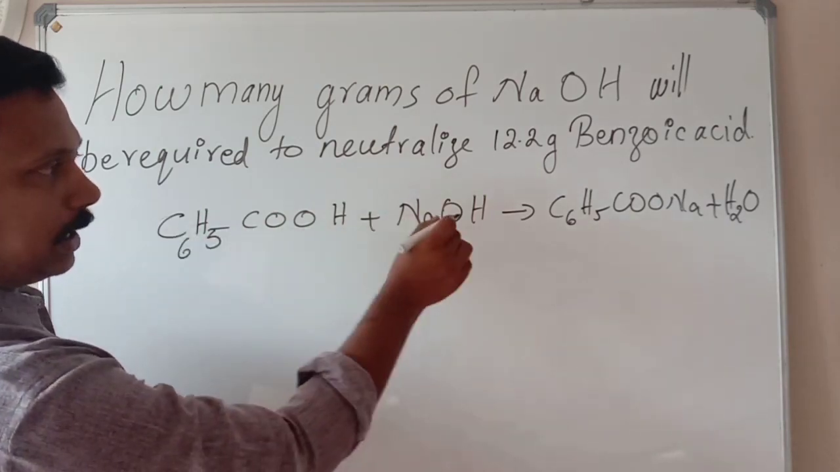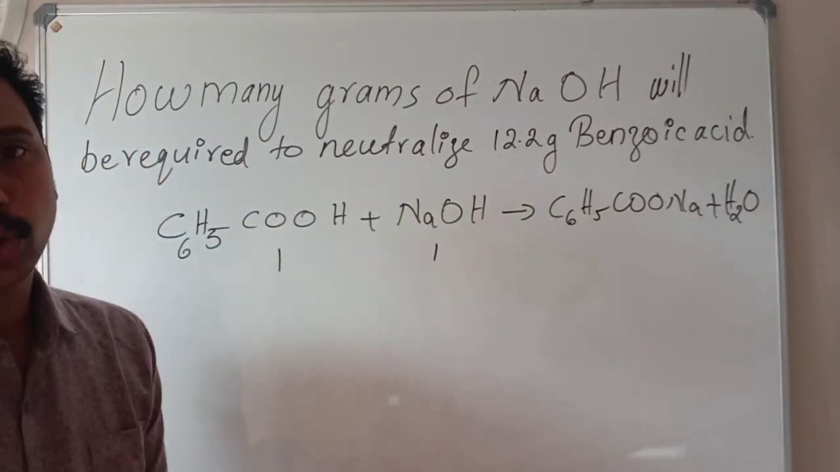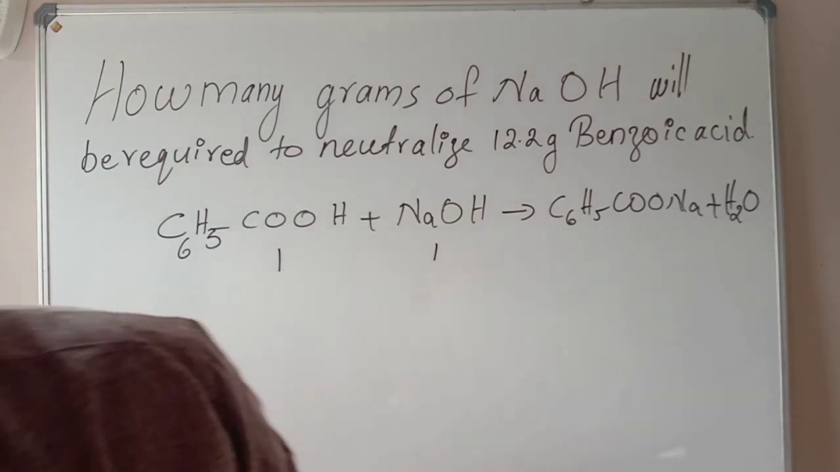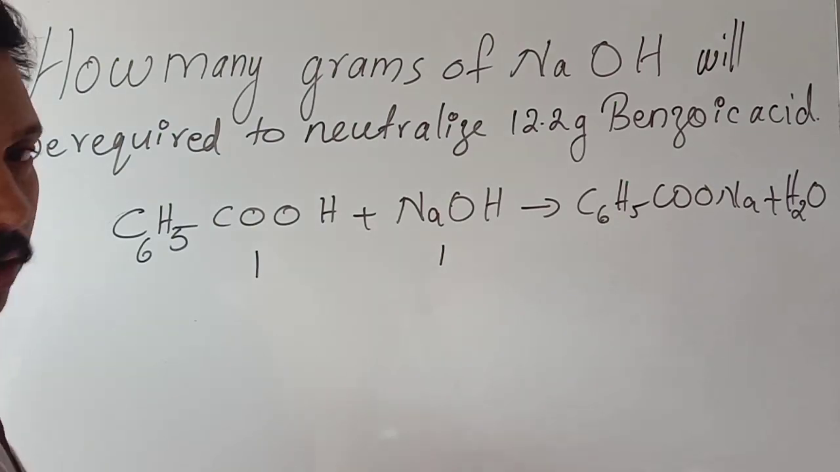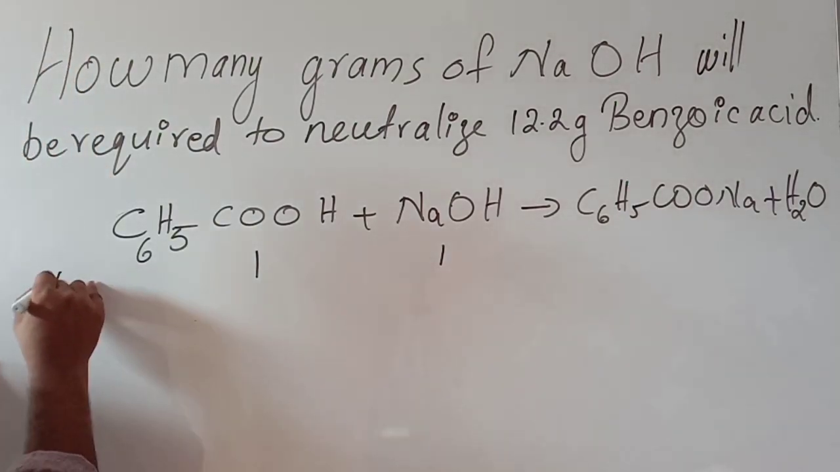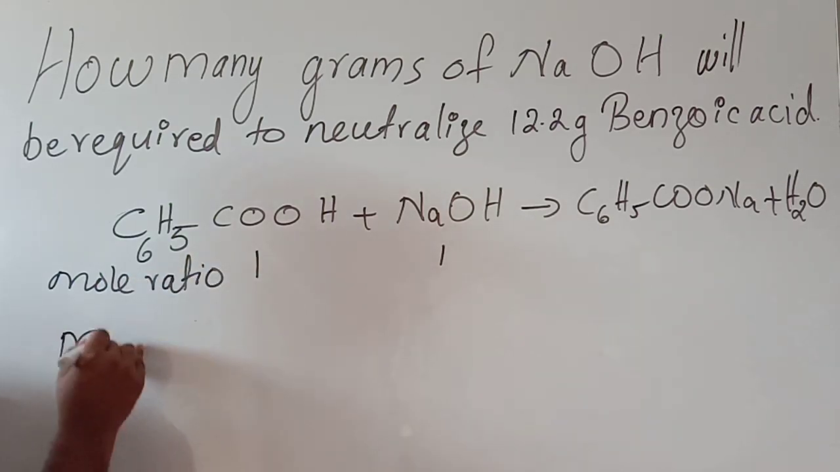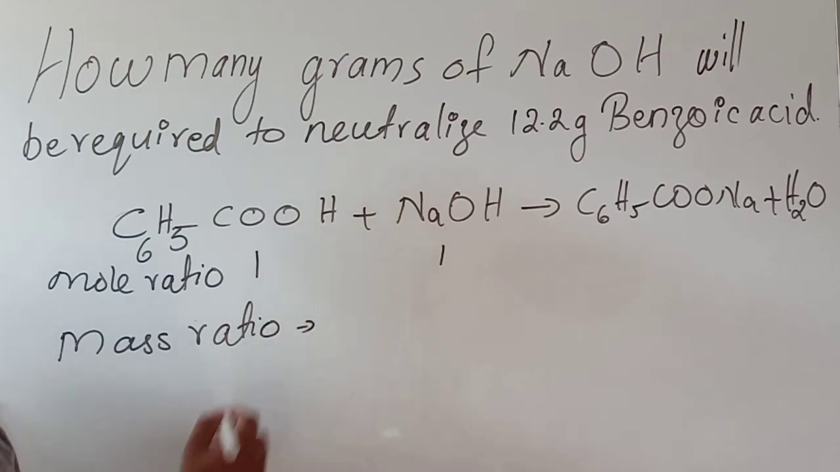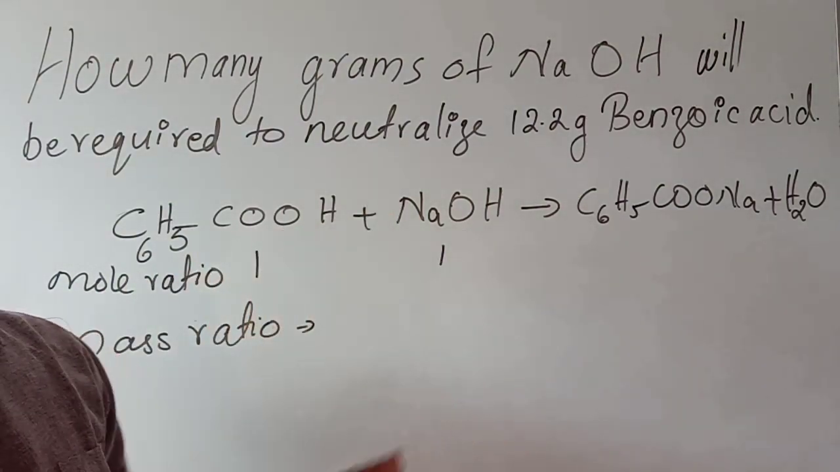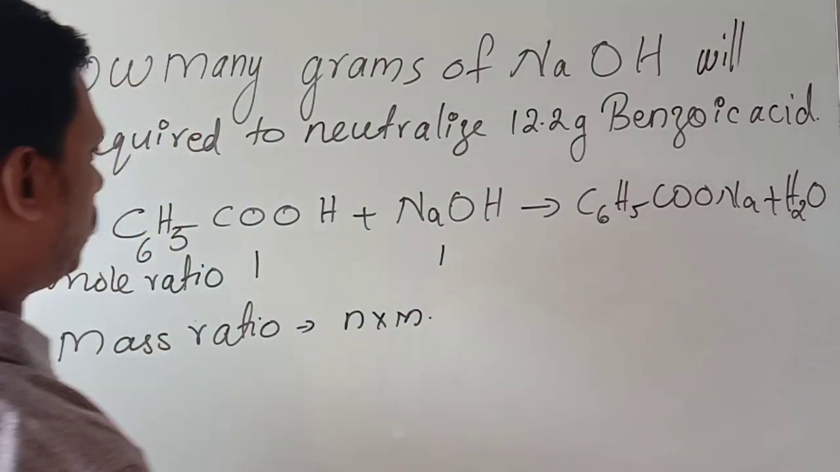And here you see the equation is already balanced. So they react in the ratio 1:1. The mole ratio is 1:1. And now we have to find the mass ratio. The mass ratio is just number of moles into molecular mass. That will give you the mass ratio.